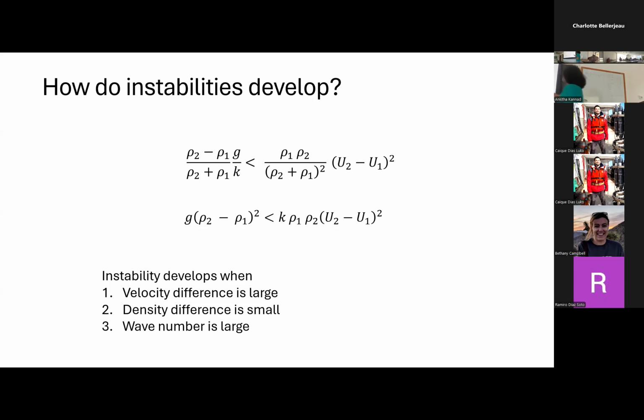And so when you do the math out, and it's just a bit of algebra, you'll see that this condition here tells you a couple of things, right? Here you can see that if your velocity difference is large relative to your density difference, that is potential for an instability to grow. And the other scenario is if you have a very large wave number.